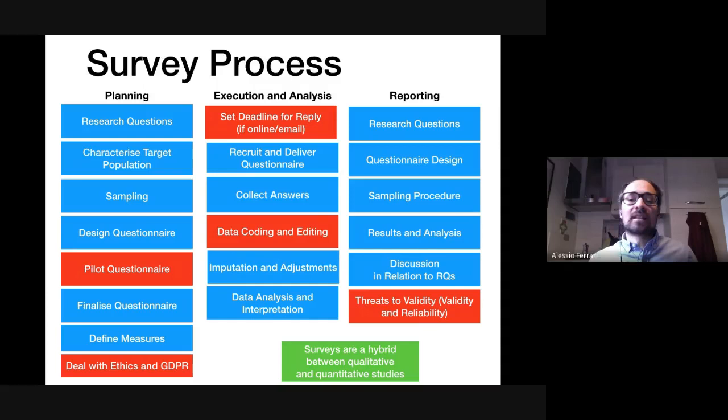Then data analysis and interpretation: you interpret your data and then you do the reporting. In the reporting, I listed basically what should be the structure of a report for a questionnaire. You start with the research question again. You explain the design, the sampling procedure, results and analysis, and the discussion in relation to the research questions. And finally, very important, discussion of threats to validity, which in surveys are validity and reliability.